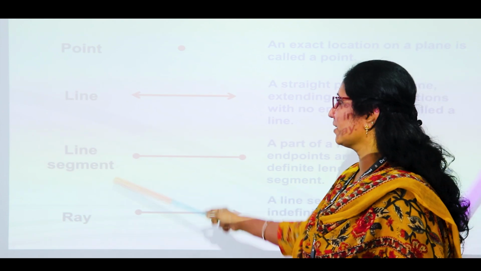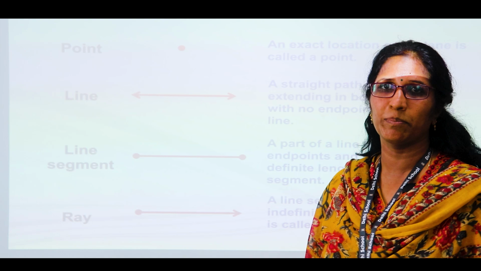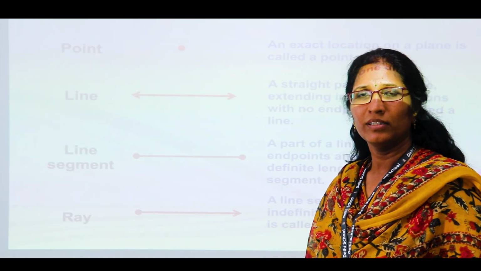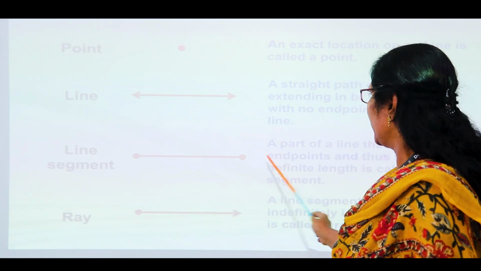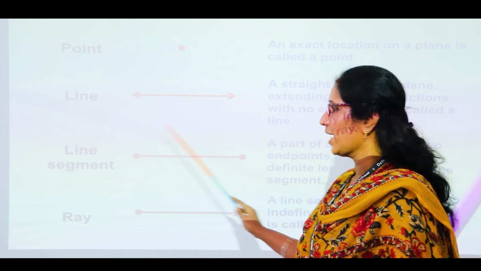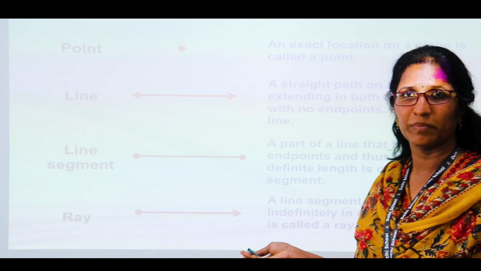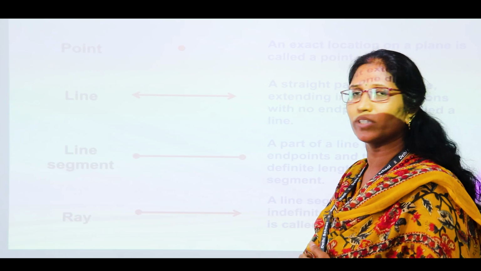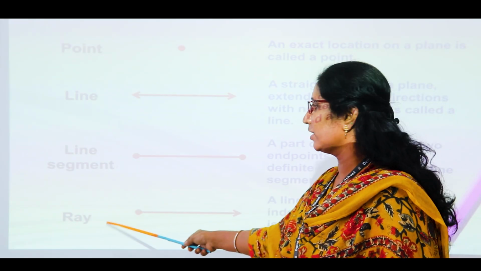Next, a line segment. It is a part of a line which has two endpoints and a definite length. There are two dot points, which start with one point and end with another point, that is called a line segment. You can take the corner or the edges of a projector as an example of a line segment. Next, a ray.